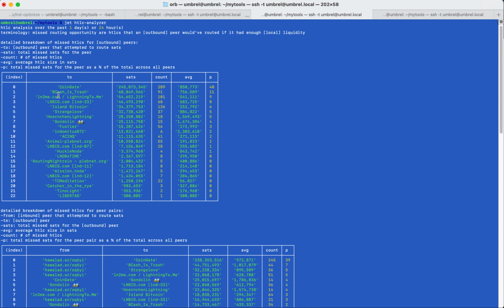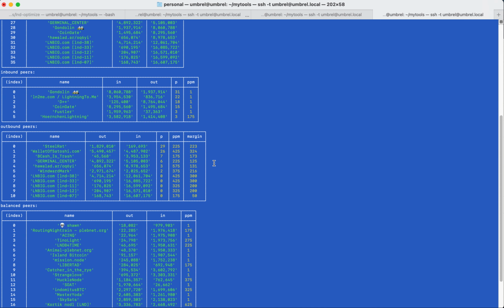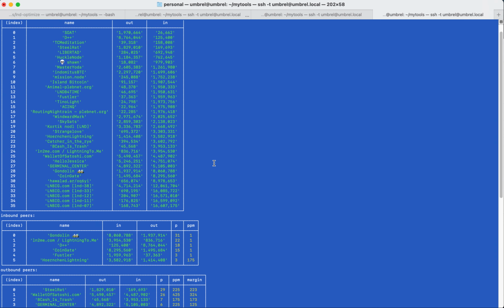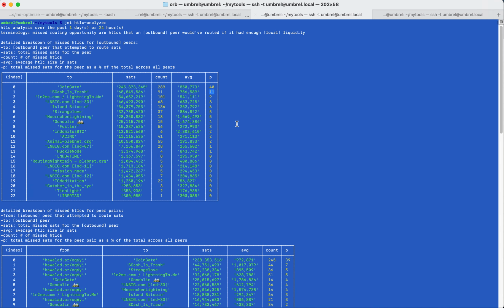liquidity. But what's also interesting is that with Bcash, we could have routed almost 69 million sats, which is 11% of the total sats that were missed across all of the peers, if Bcash had enough liquidity. So clearly there is a problem with Bcash, as we noticed in the Jetpears as well as in the Jet htlc-analyzer.